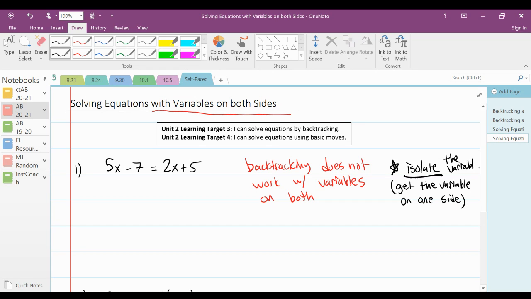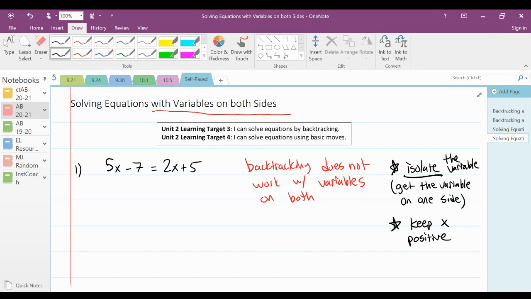So I need to think about how I can get all of the x's on one side of this equation. The other thing we want to keep in mind is to do our best to keep x positive. All right, if we get into negative numbers with x, it's okay. It's just not as nice to work with. So we would prefer to keep the x term positive.